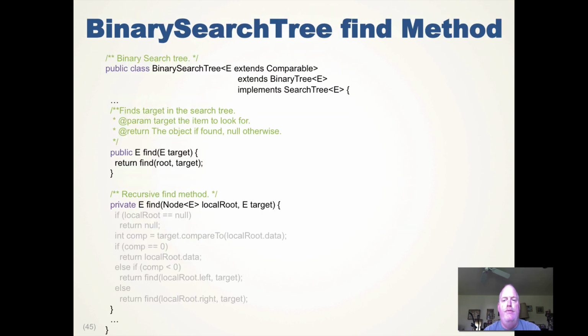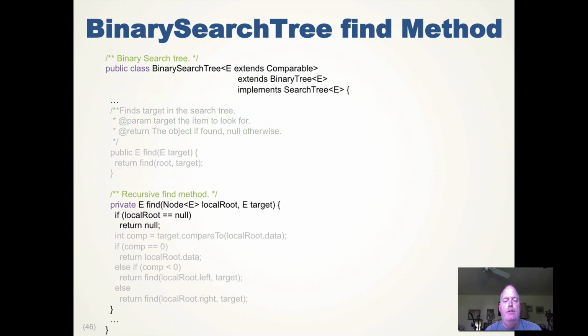So what's the find method? Again, we're going to have a public find that takes a target and returns the value. We have a recursive helper method that allows us to traverse the correct trees if we go left or right, depending on the comparison. The recursive method is reasonably straightforward, but we needed to add the root node, or the node here, to allow us to traverse the tree.